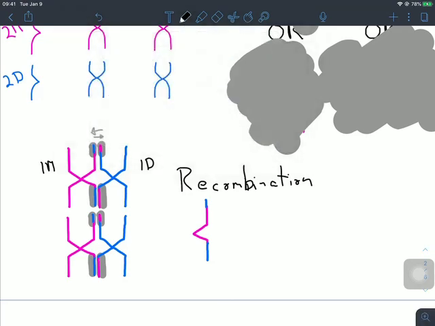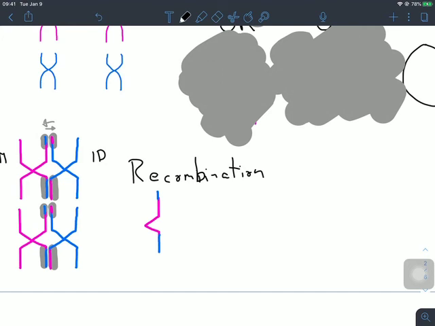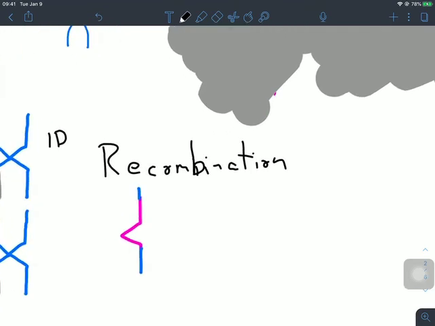Now, the way in which recombination occurs is that the DNA does need to get cut. You need to break the DNA. That DNA breaking occurs because of the formation of something called a chiasmata. You can also see them referred to as chiasma. Doesn't particularly matter which one, but two names for the same thing.